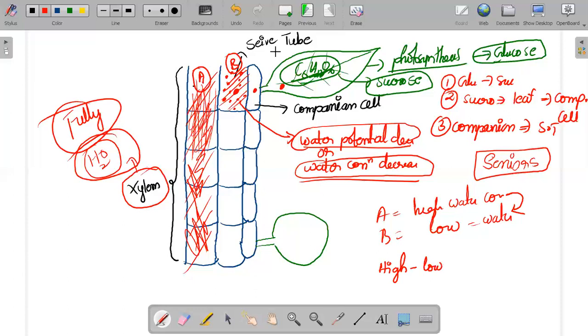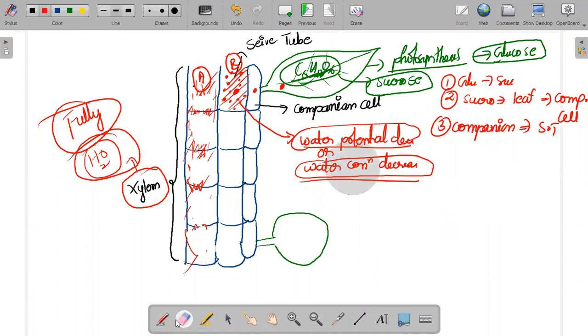Very simple. The water which is present in this area, in this A cell, will enter into the B cell. Now what will happen, everyone listen to me carefully.